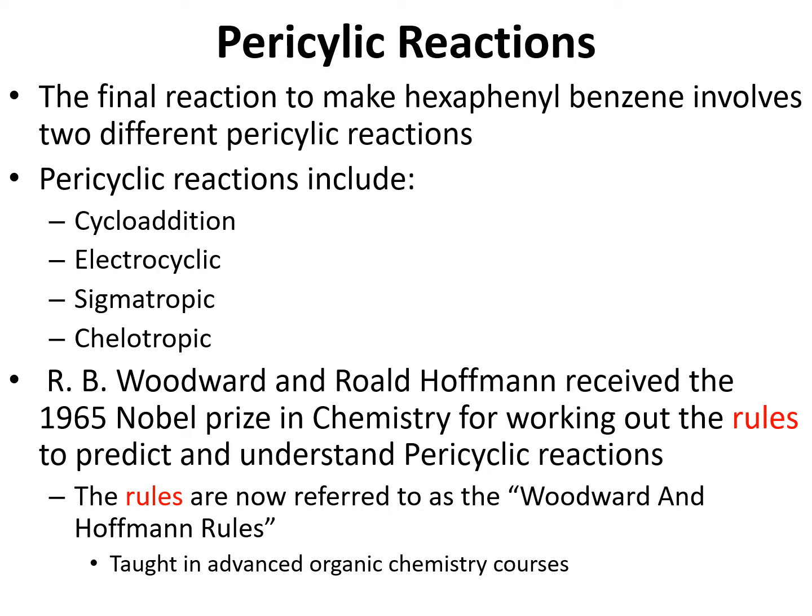Pericyclic reactions include cycloaddition, electrocyclic ring opening or ring closing, sigmatropic rearrangement, and chelotropic extrusion. R.B. Woodward and Roald Hoffmann received the 1965 Nobel Prize in Chemistry for working out the rules to predict and understand pericyclic reactions. The rules are now referred to as the Woodward-Hoffmann rules. These are taught in advanced organic chemistry courses here at UTEP.